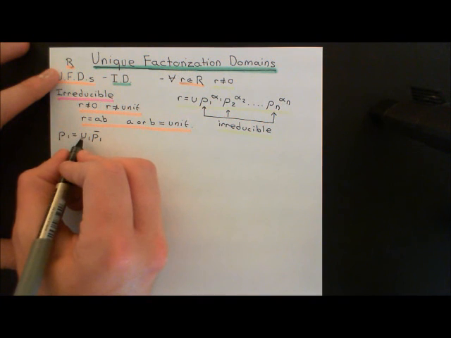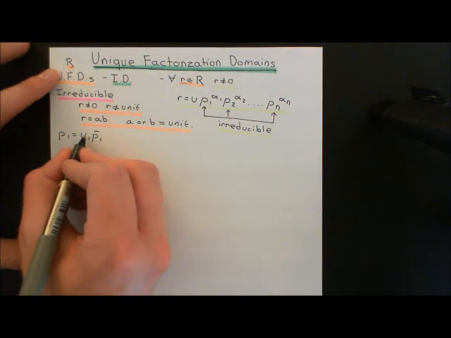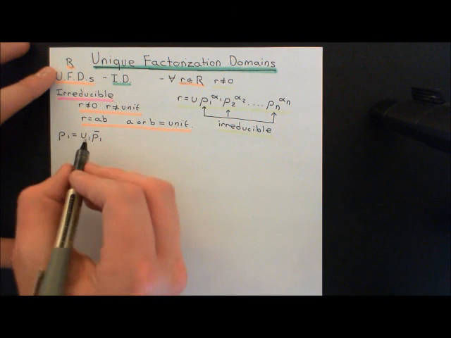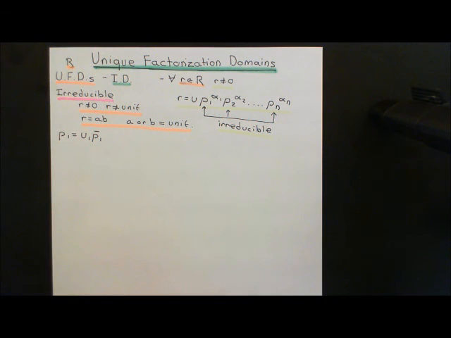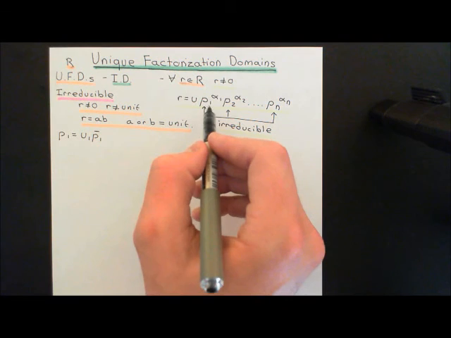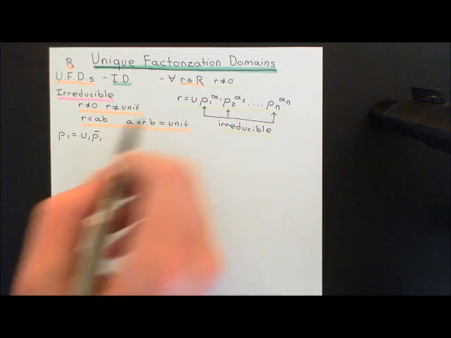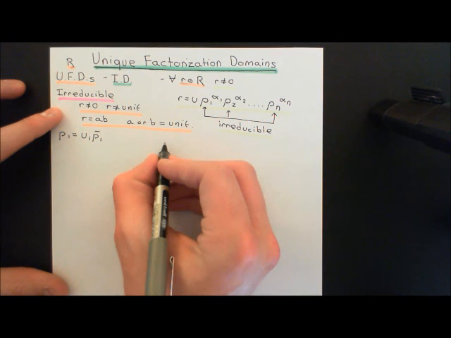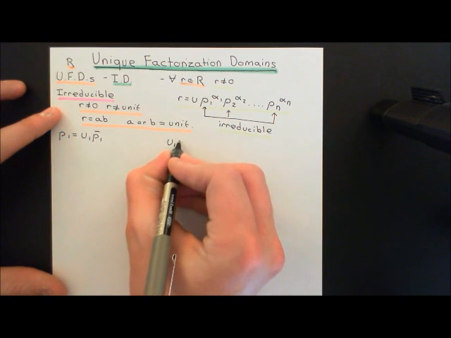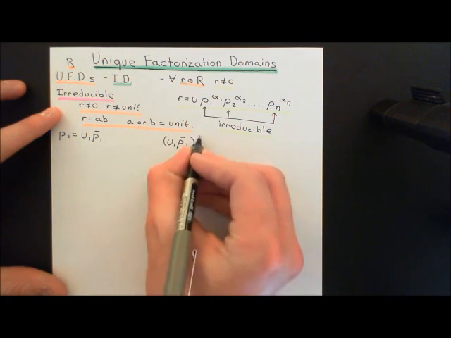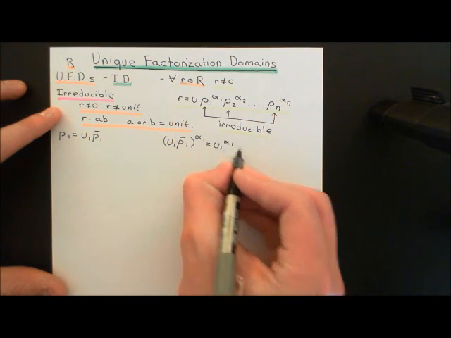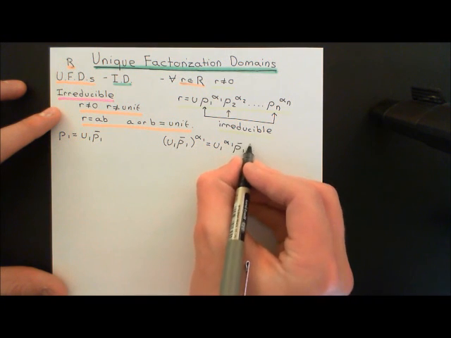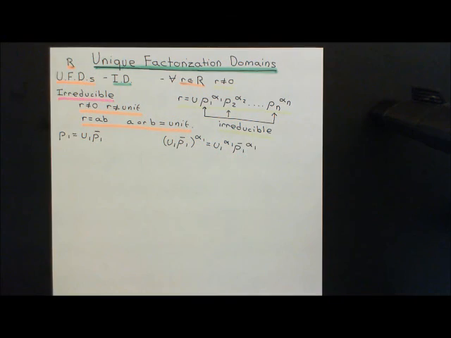For instance, I could have U1 as the negative 1 element of my unique factorization domain, and then P1 bar would be negative P1, the additive inverse of it. Those two would multiply together to give P1. I could then substitute this in for P1 here. Then we'd have U1 times P1 bar, all to the power of alpha 1. Of course, that would be equivalent to U1 to the power of alpha 1 times P1 bar to the power of alpha 1 because of the commutativity of multiplication.